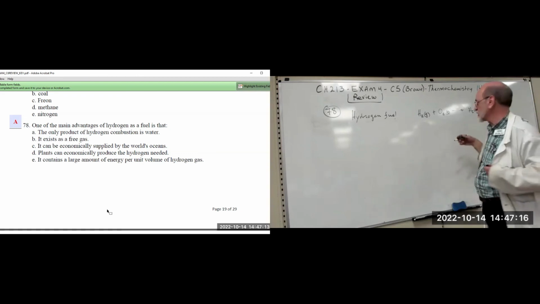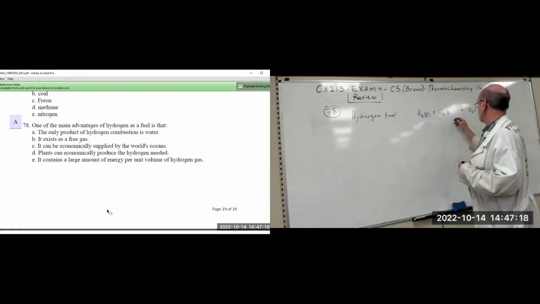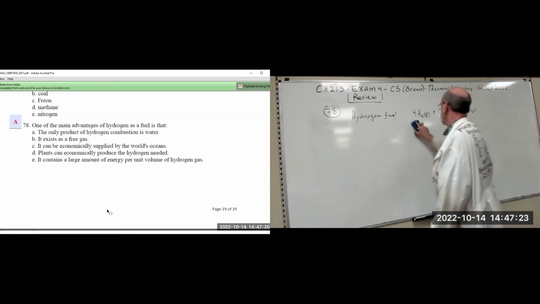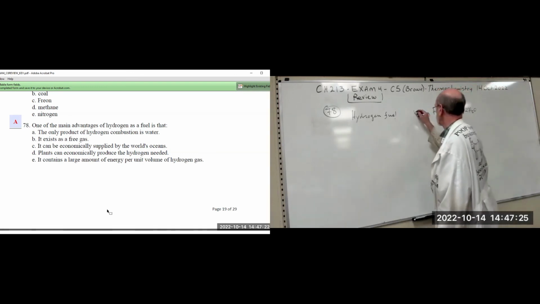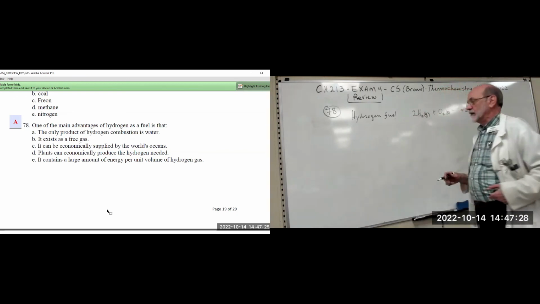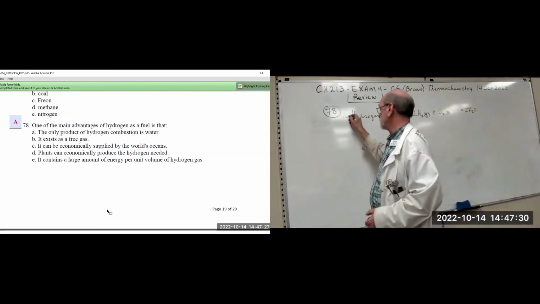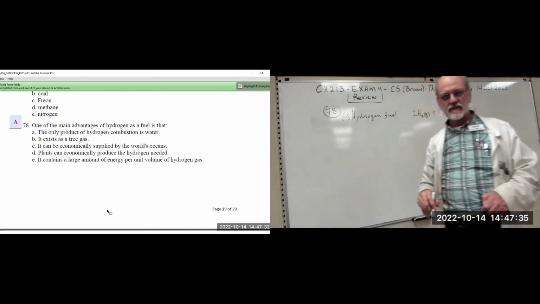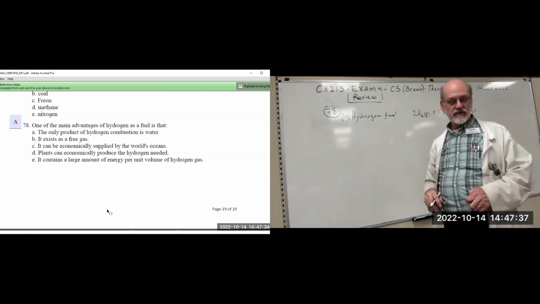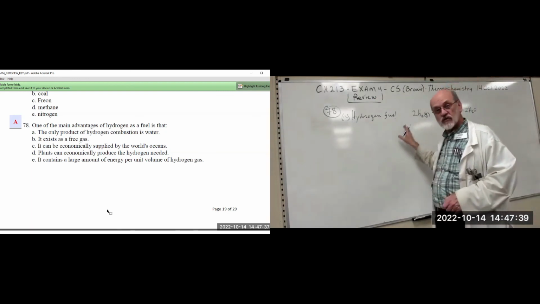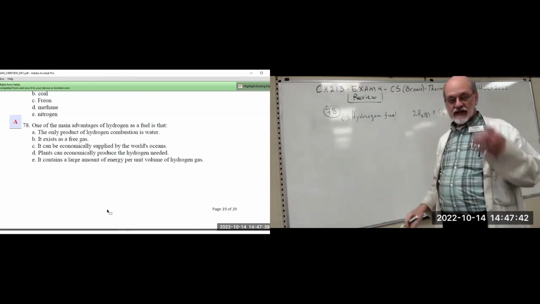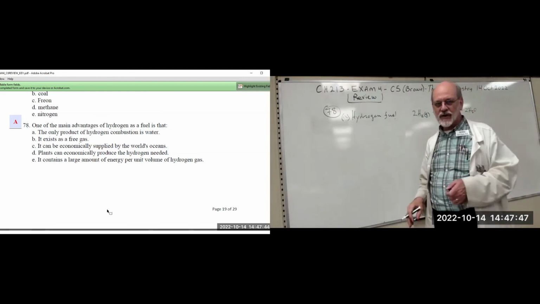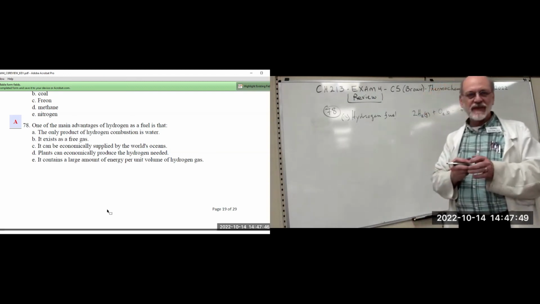That can take several forms. But if we balance it, there, oops, excuse me. It's a 2. There we go. That's definitely an advantage. It exists as a free gas. Actually, that's not an advantage because hydrogen is extremely reactive. Existing as a free gas just makes it available for combustion when you don't want it to combust. So B is a disadvantage.